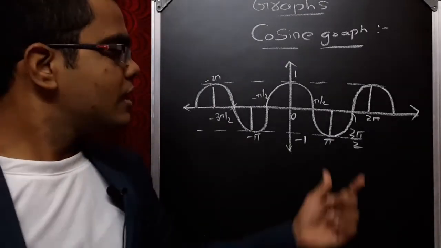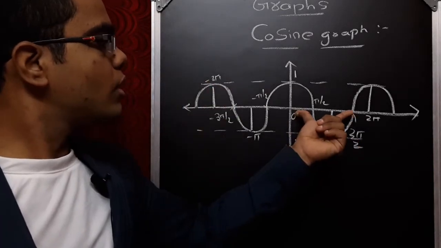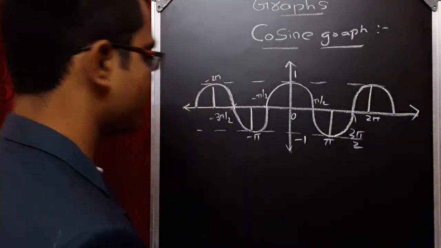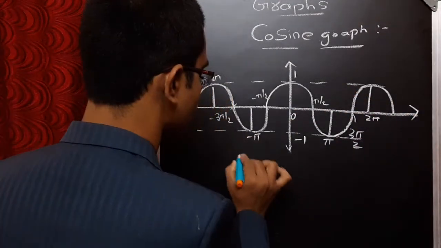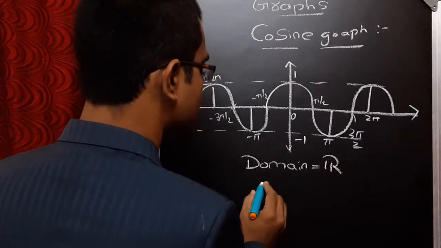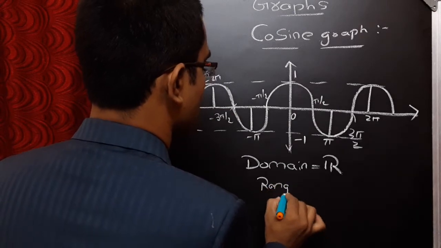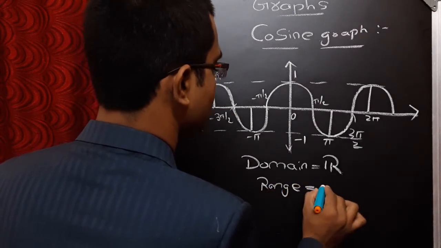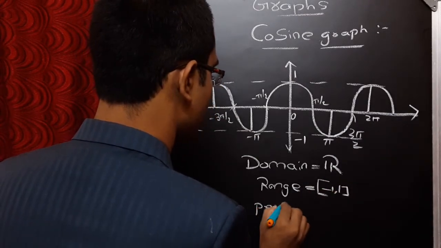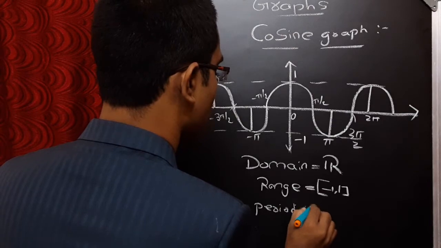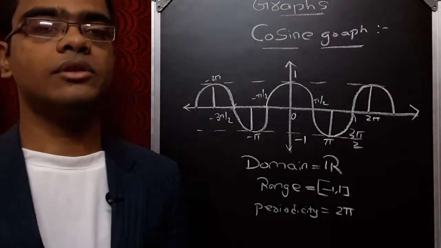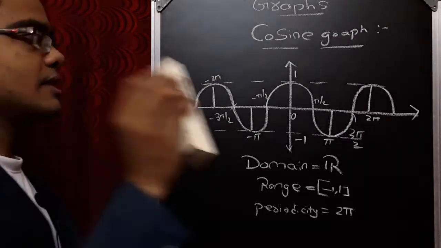Again periodicity: from 0 to 2 pi, whatever interval you take, if you copy and paste, you get the same graph; from here to here the graph is repeating. So simply we can write it as: domain is all real numbers, range is again minus 1 to 1, and the period is again 2 pi. I think this should be very clear for you. This is about the cosine graph. So I'm erasing this.